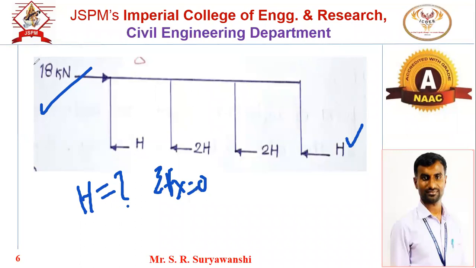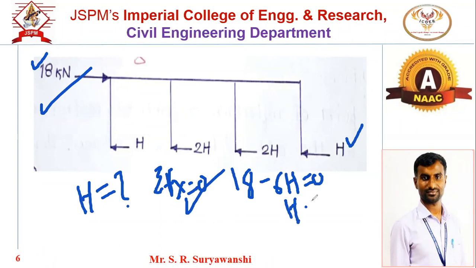So this 18 kilonewton load is acting on the right hand side, that's why plus. Whereas all the horizontal shears are acting on the left hand side, that's why minus. Now there will be a total of 6H: 1, 2, 3, 4, 5, 6. So 18 minus 6H is equal to 0, summation Fx equal to 0. So the value of H will be plus 3 kilonewton.